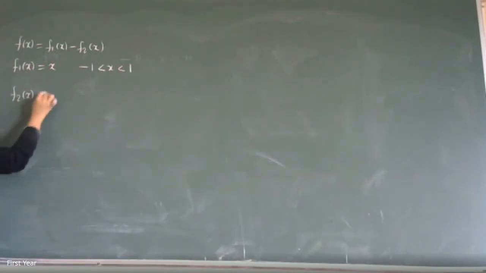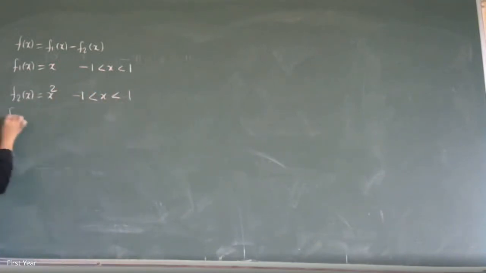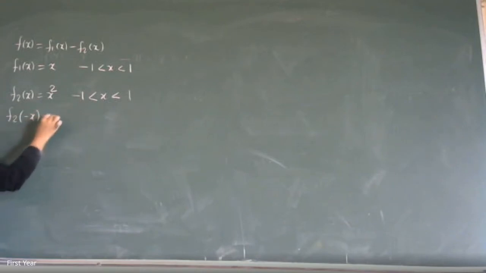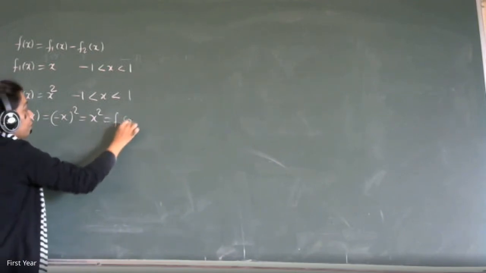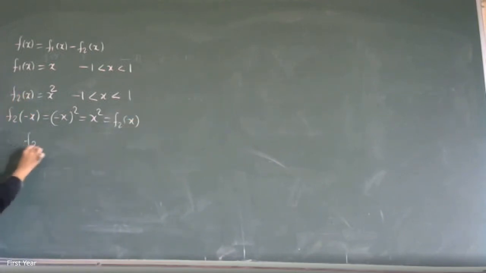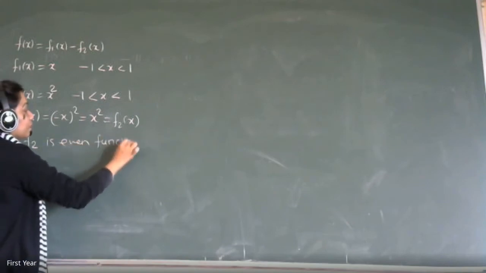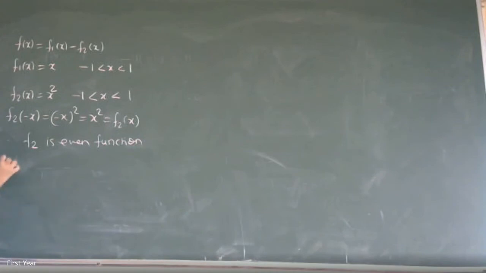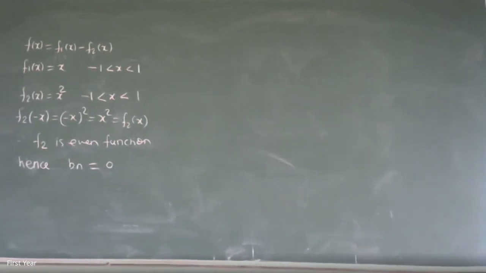of x, which is x square in the interval minus 1 less than x less than 1. f2 of minus x is minus x the whole square, which is x square, and that is f2 of x. Therefore f2 is an even function, hence bn is 0. For an even function bn is 0.